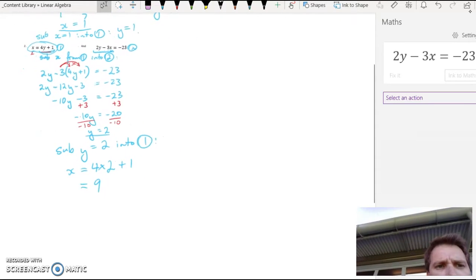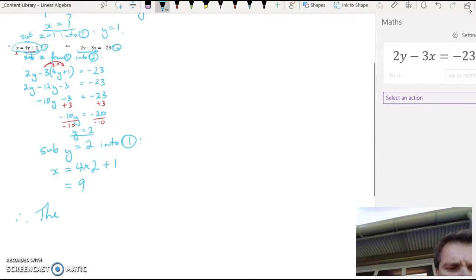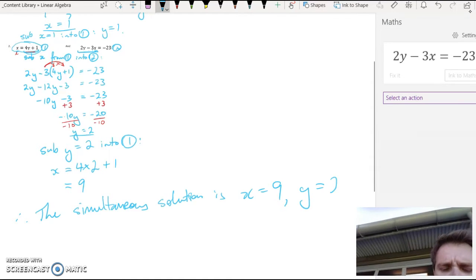So we finish it off by saying, therefore, the simultaneous solution is x equal to 9 and y equal to 2. Now I haven't shown you, and I probably should show you, we can check that this is the correct answer by substituting both values into both formulas and making sure that it actually works.